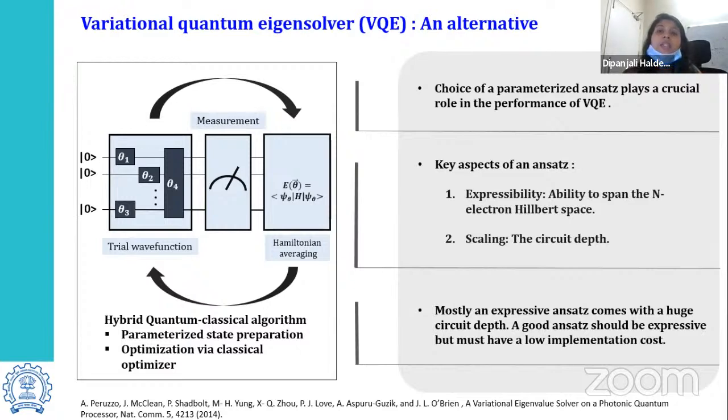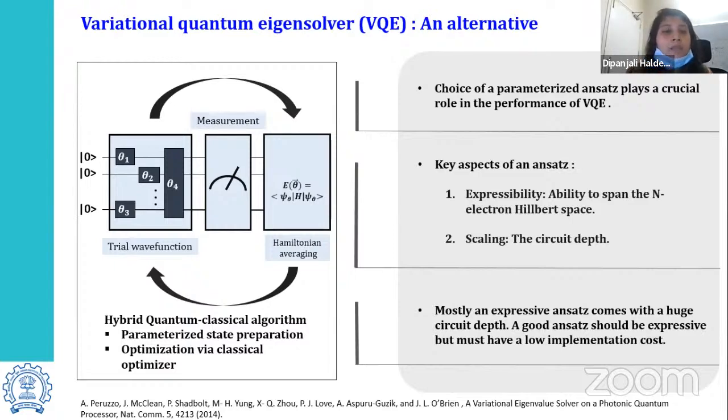So the key aspect of a good ansatz is that it should be able to span the n-electron Hilbert space, but at a small gate depth. But mostly an expressive ansatz comes with a huge circuit depth.